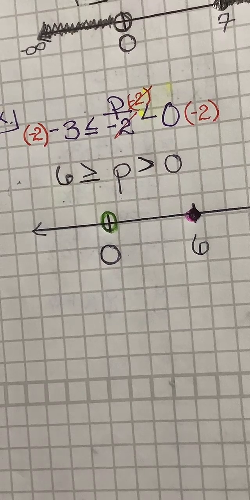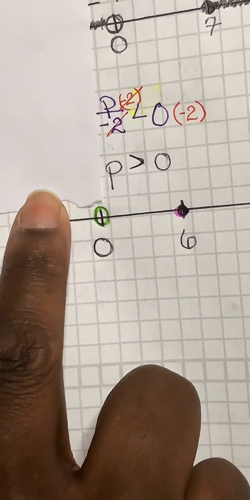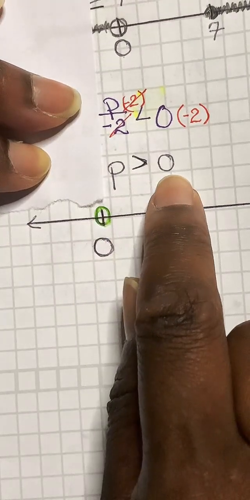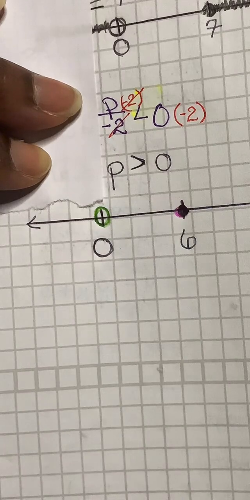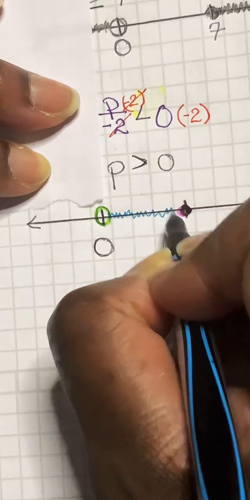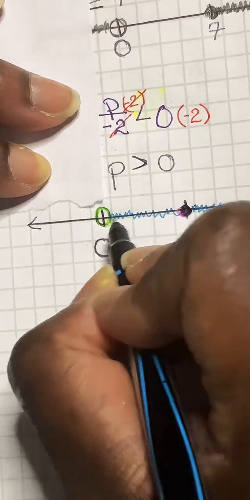All right. So now, this is when we got to figure out our shading. So I'm going to cover this up. We're saying P is greater than 0. So that means I'm shading to the right. Okay? It'll be all the way over to the right if I had to.